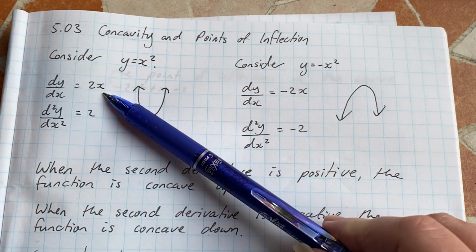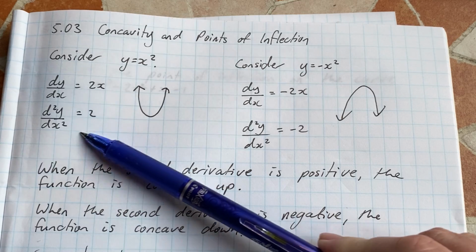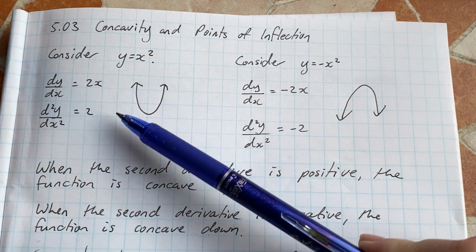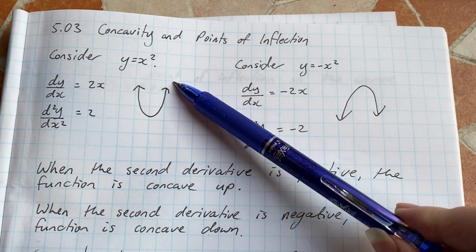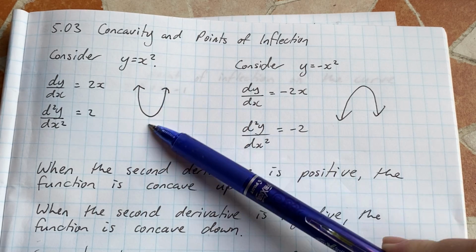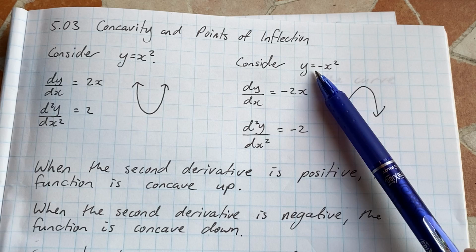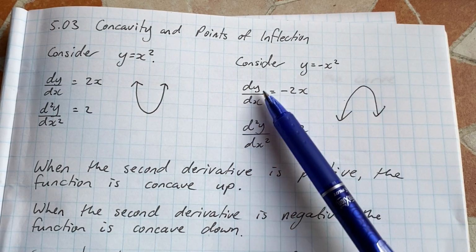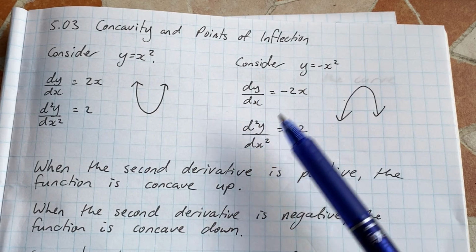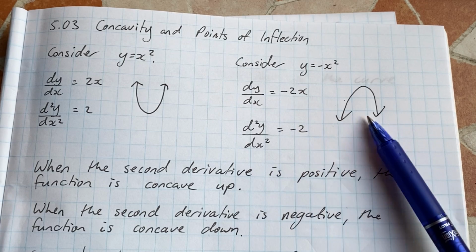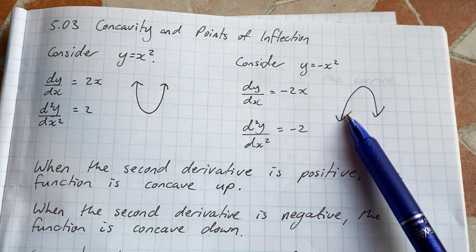So the first derivative is 2x, the second derivative is just 2. And you'll notice y equals x squared is concave up. Okay, it's always concave up. Consider y equals negative x squared. So the first derivative is negative 2x, the second derivative is negative 2, and that's what we call concave down.